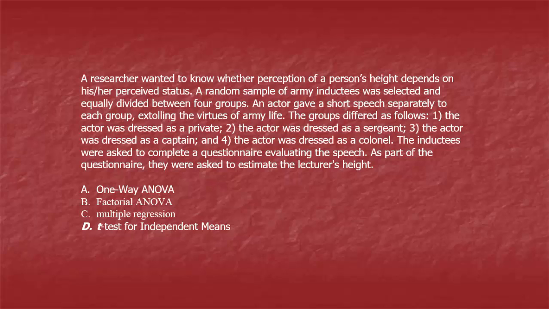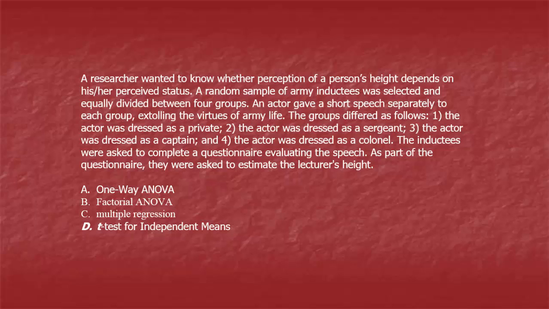Next one, a researcher wanted to know whether perception of a person's height depends on his or her perceived status. So really, the perceived status is the predictor or independent variable, and the perception of the height is the outcome or dependent variable. A random sample of Army inductees was selected and equally divided between 4 groups. So they're going to assign participants to 4 groups. An actor gave a short speech separately to each of the 4 groups, extolling the virtues of Army life. The groups differed as follows.